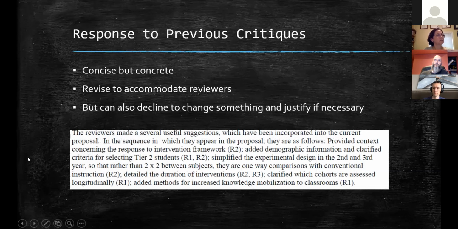They also raised some detailed methodological questions. So what I did was I tried to concisely respond to those, and then just in brackets indicate who I was responding to, R1, R2, R3 for the 3 reviewers.